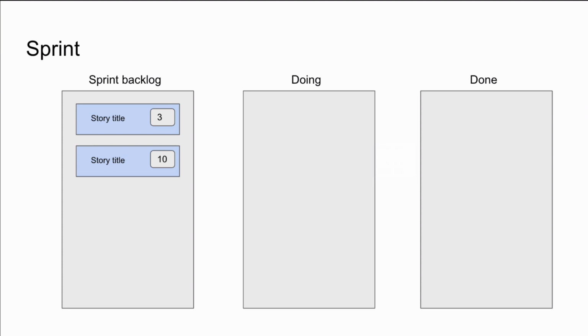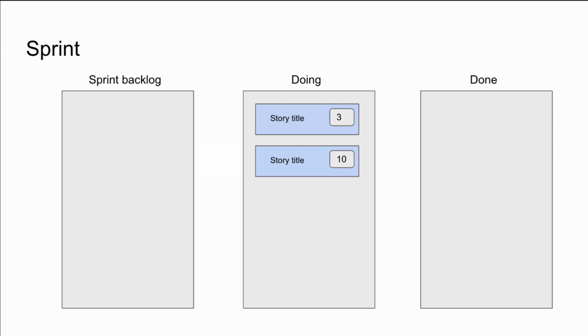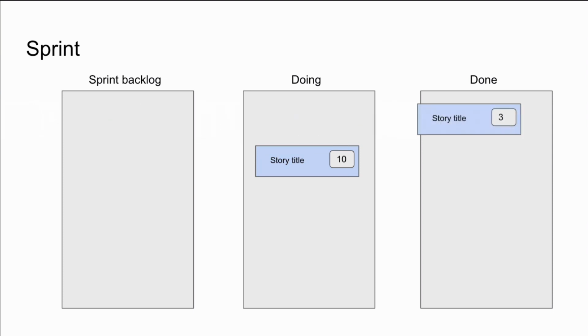Now, on a daily basis, the team will go through the daily stand-up, and the team members will agree on which are the stories that they work on, and then they will move them to the doing column. Now, if they are currently working on a story, then the story stays in the doing column, and once they complete a story, it can be during the sprint or at the end of the sprint, then they move the stories to the done column.